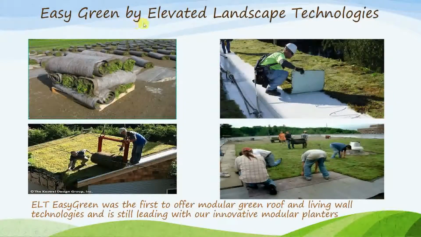And the Easy Green by Elevated Landscape Technology. In short form it's called ELT, Elevated Landscape Technology. It is cultivated on a blanket, and they use the blanket where necessary on their roofs. So ELT Easy Green was the first to offer modular green roof and living wall technologies, and it is still leading with innovative modular planters.